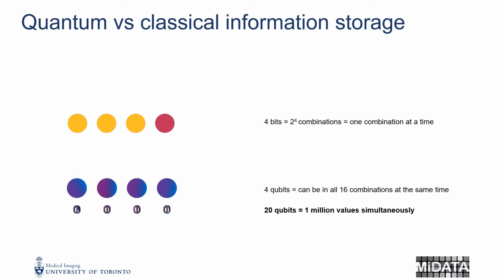Superposition is a game changer in terms of what quantum computing brings to the table. In a classical computer, 4 bits means that you can have 2 to the power 4 combinations of data being stored and represented. And one combination must be represented at a time. However, in a quantum computer, 4 qubits can be all 16 combinations at the same time, and 20 qubits can store 1 million values simultaneously.